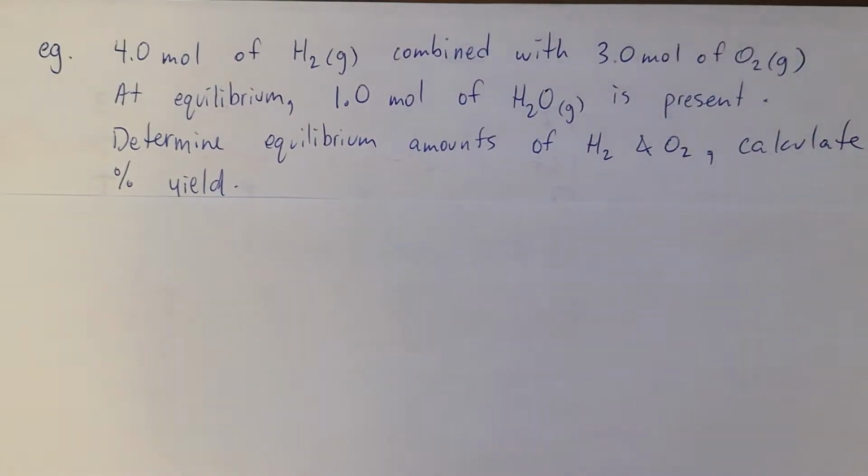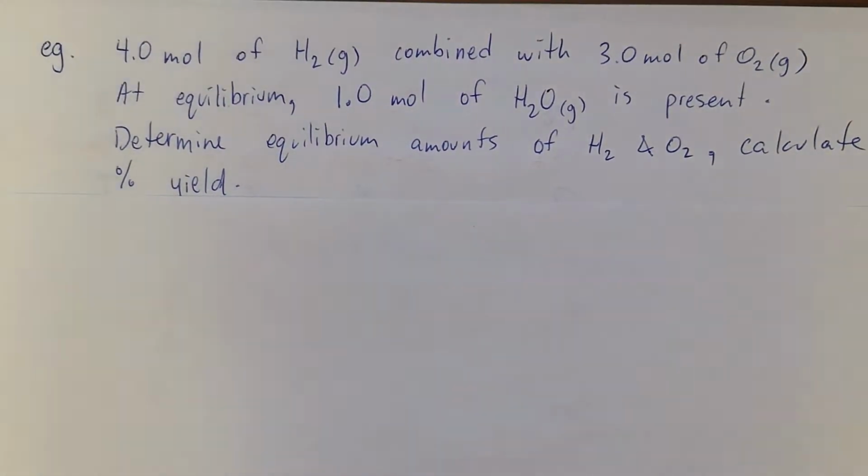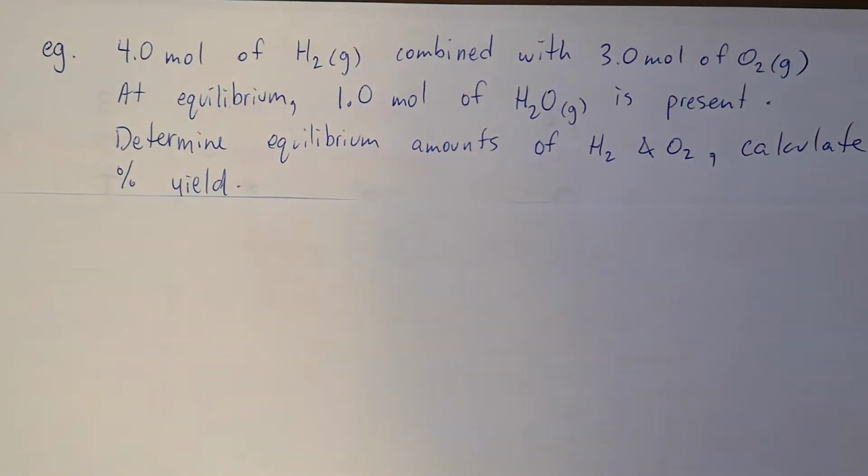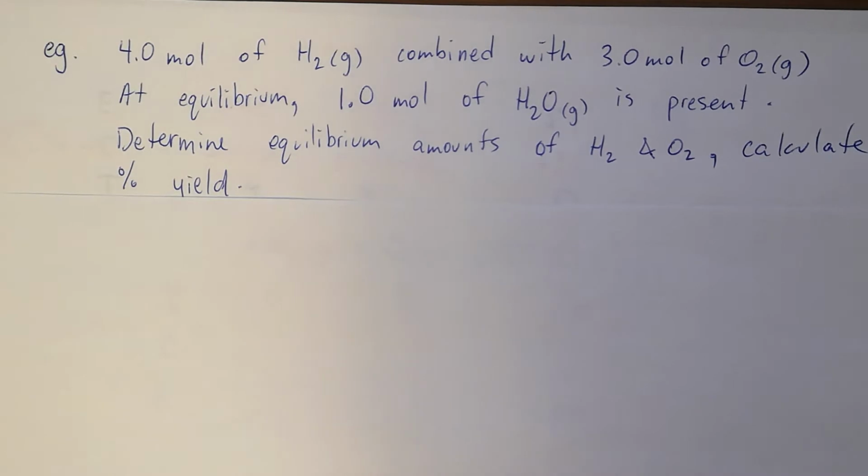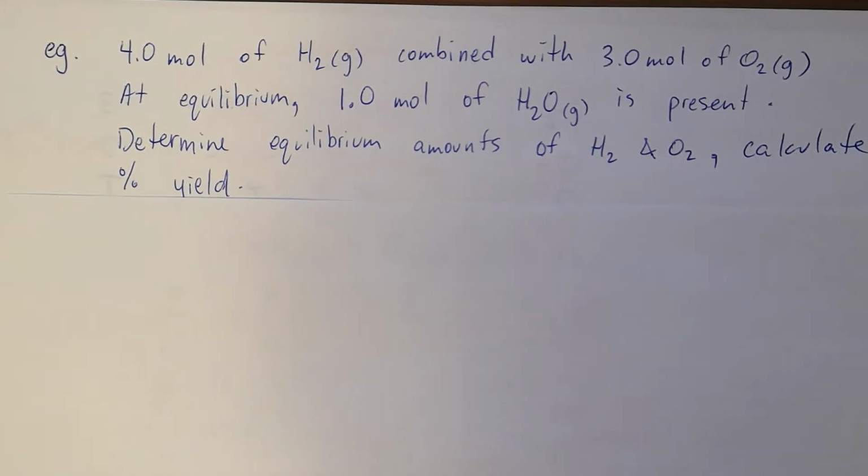Okay, I'm back with another example. This one's just going to be forming water from hydrogen and oxygen. Giving you the numbers there, 4 moles of hydrogen combined with 3 moles of oxygen gas. At equilibrium, we see 1 mole of water. All right, we're going to determine the equilibrium amounts of hydrogen and oxygen, just like the previous example. This time we'll also calculate the percent yield.